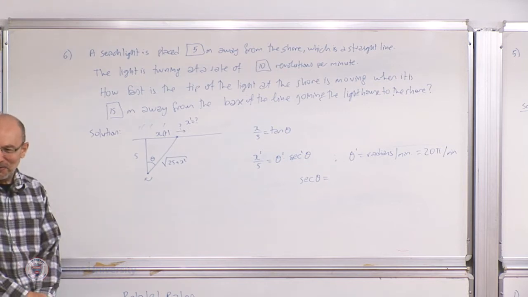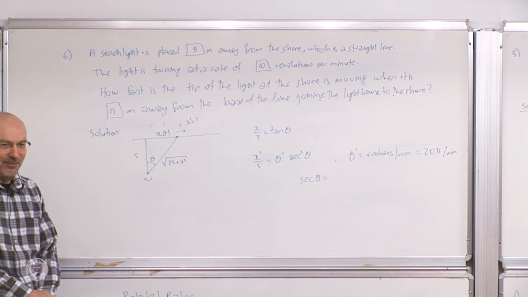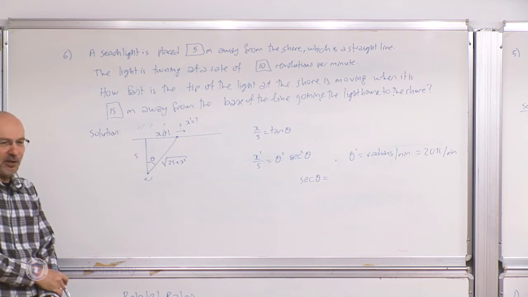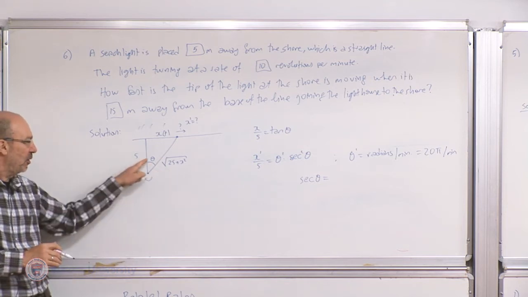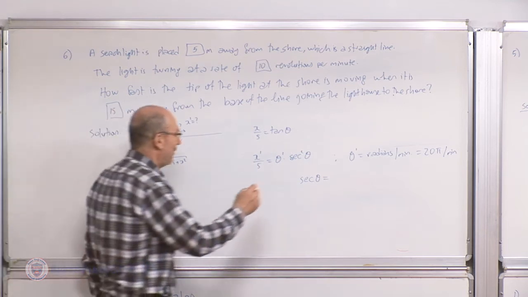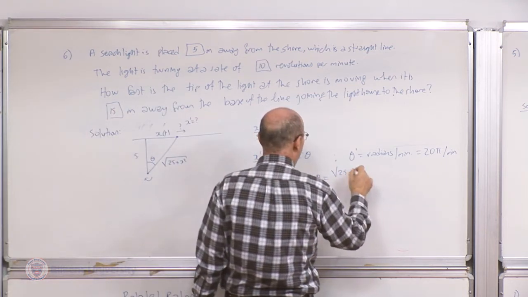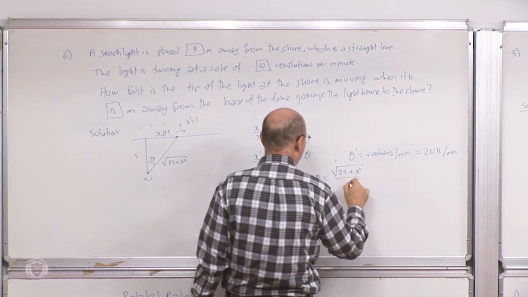What is cosine of theta? Square root of 25 plus x squared. So you are saying secant? Yeah, this over this. Okay. So secant theta is square root of 25 plus x squared over 5.